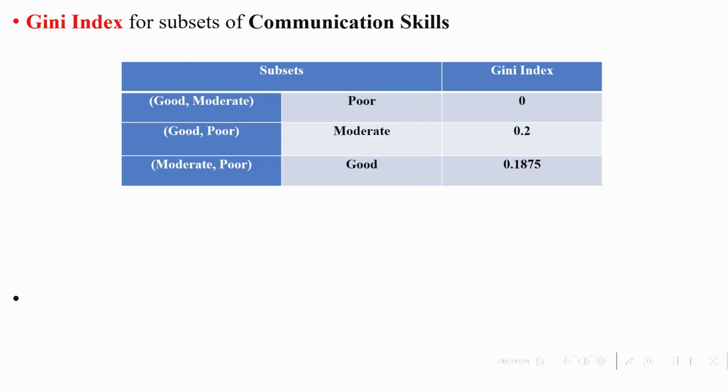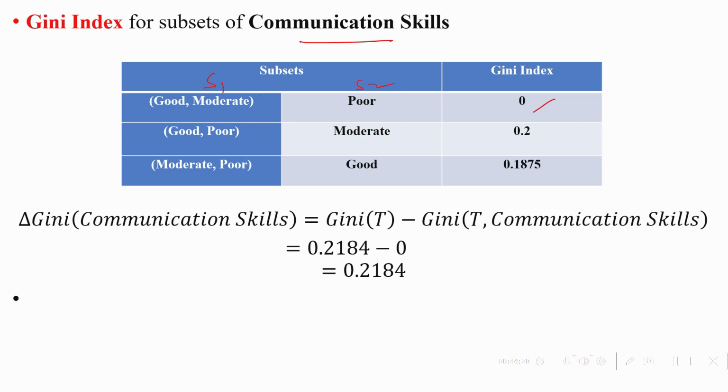Now like that we are finding the Gini index for the subsets of communication skills. Here there are three possibilities: good and moderate is one subset and poor is one subset; good and poor is one subset and moderate is one subset; moderate and poor is one subset and good is one subset. Out of all these, 0 is the lowest value.